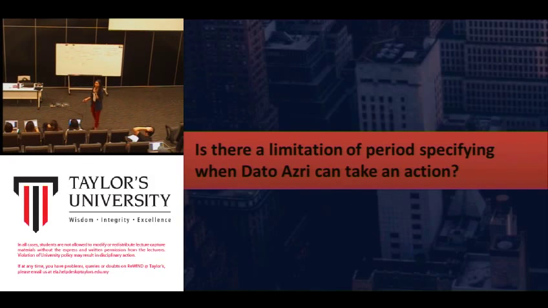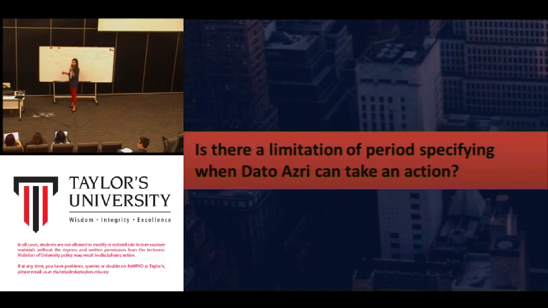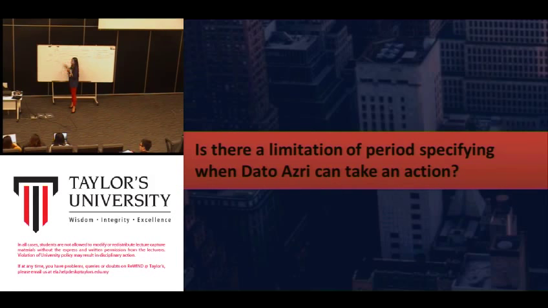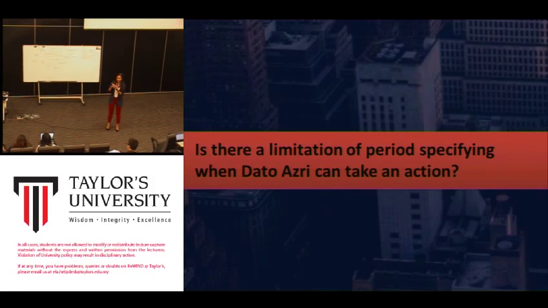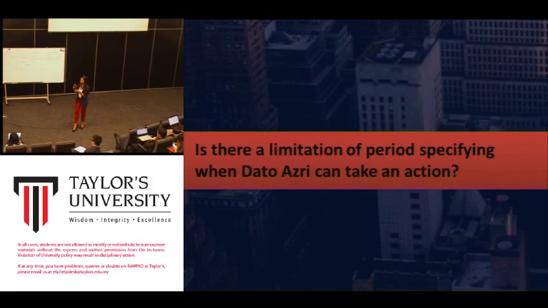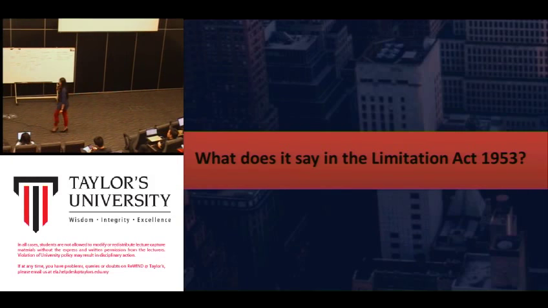Correct. So you need to go back to the limitation period. You specify here 2 years. So if you go to the Limitation Act, what does it say? Is it 1 year? Which act are you looking at? Why not the Limitation Act, the federal one? Is it Limitation Act 53? What does it say, Limitation Act 1953?